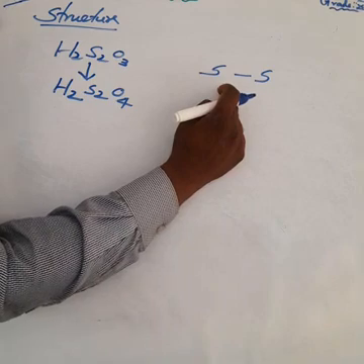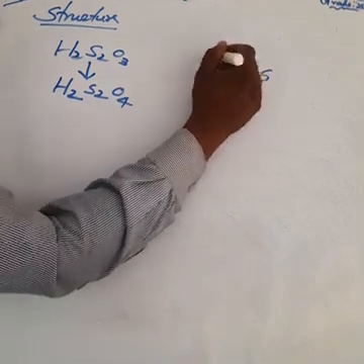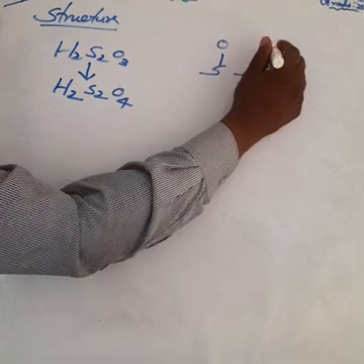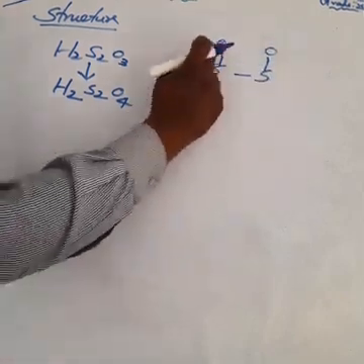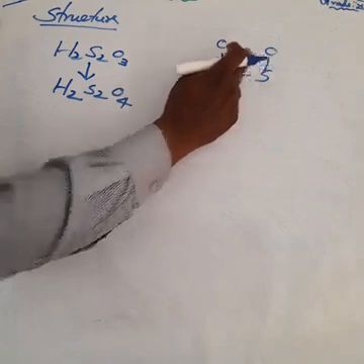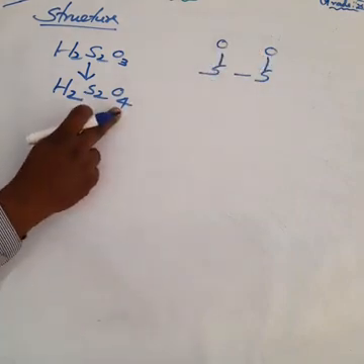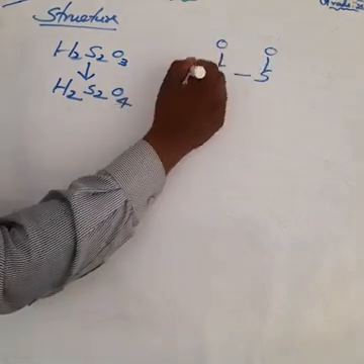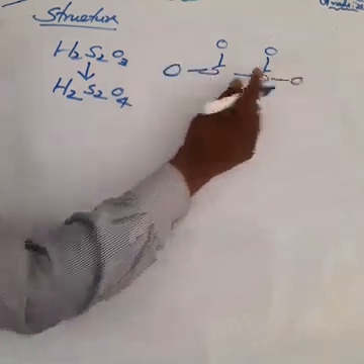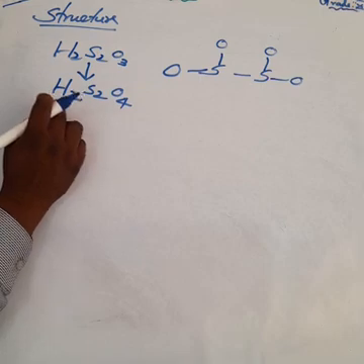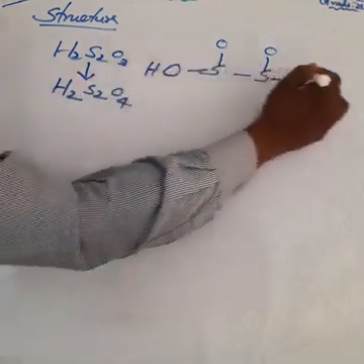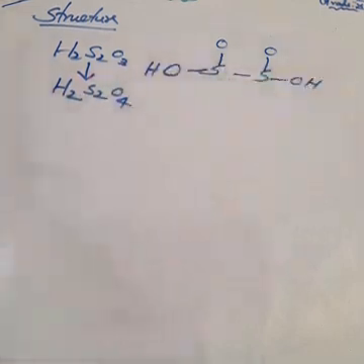Above the two sulfur, you have to occupy oxygen atoms. So sulfur, above one oxygen, another sulfur, above one oxygen. Then left side one oxygen atom, right side one oxygen atom. So four oxygen atoms are over. How much hydrogen atom is there?